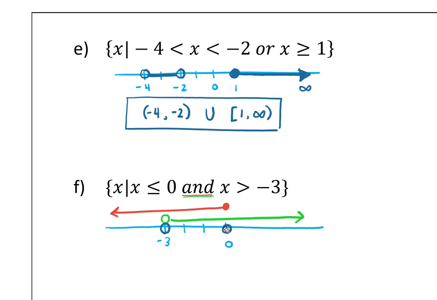At the -3, it's an open circle. At the 0, it's a closed circle. And they overlap in this part because we need our solution to satisfy both statements. It says and. We need our final interval to be both less than or equal to 0 and greater than -3. So open parenthesis, closed bracket. And so that's our interval, always from least to greatest.